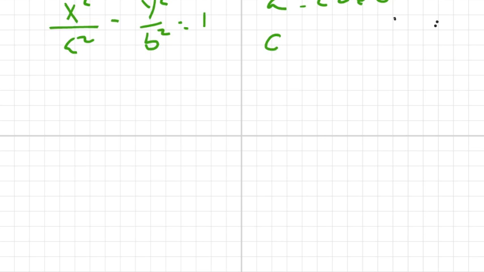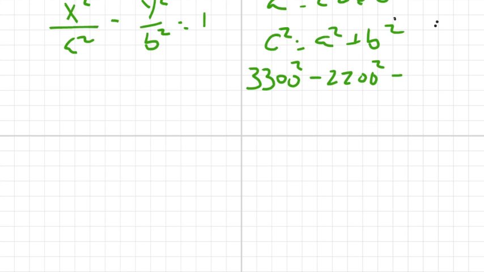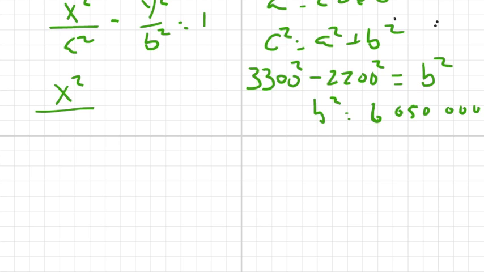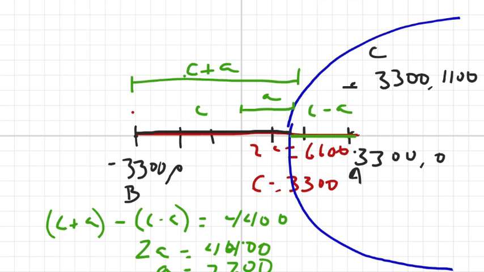We also know that c squared is equal to a squared plus b squared. So b squared is equal to 3,300 squared minus 2,200 squared. When we do that calculation, we find that b squared is equal to 6,050,000. So now we have an equation for our hyperbola: x squared over 2,200 squared minus y squared over 6,050,000 is equal to 1. There's our first hyperbola. The sound has to lie somewhere on that hyperbola.